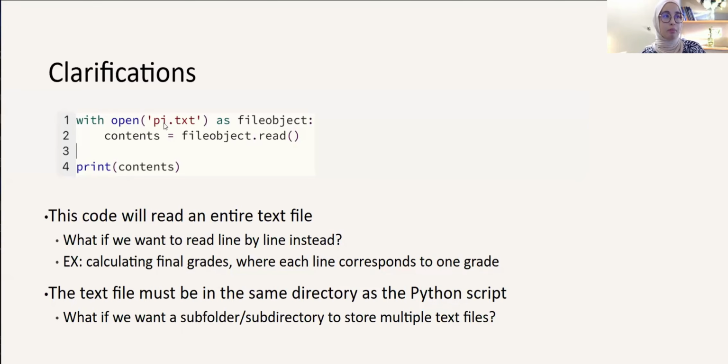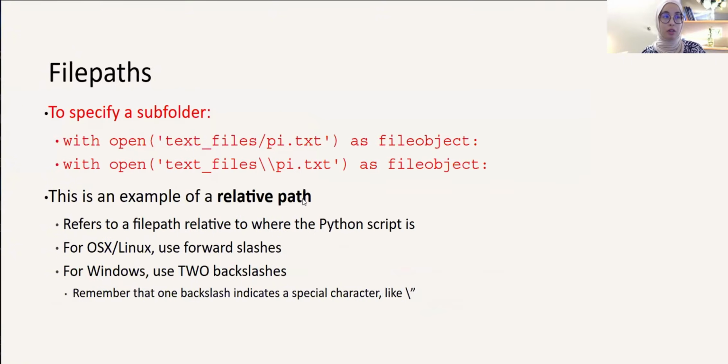Just for clarification, in this case this code will read the entire py.txt file. So what if I want to read the file line by line? For example, I have final grades where each line corresponds to one grade. The text file must be in the same directory as the Python script. And in this case you can think, what if I have a subfolder or a different structure and so on? For all these cases, we can simply go through that. Probably in the future for this class, we will not focus on these details.